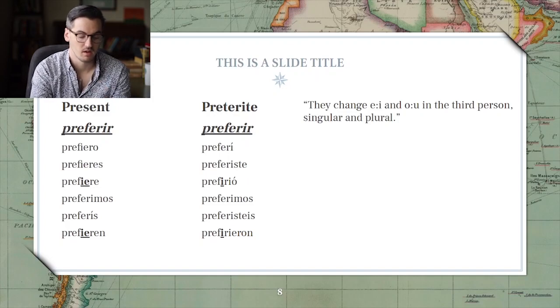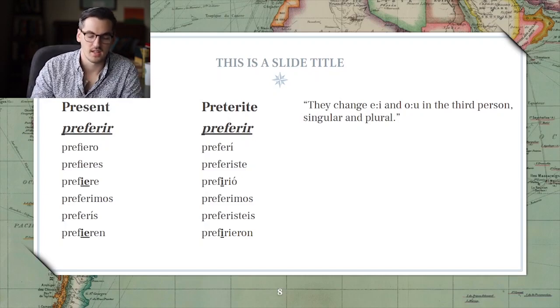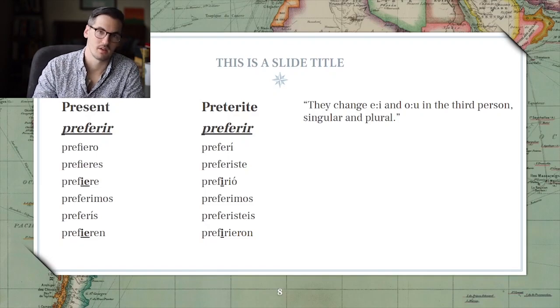So prefiere is the present tense. The preterite tense is prefirió, not prefeiró or prefiero. It changes from E to IE in the present tense, and then in the preterite tense it changes from IE to I. So the preterite tense changes for the IR verbs that do have a root change by taking away the E that is in the present tense. So it changes from prefiere to prefirió, and from prefieren to prefirieron.